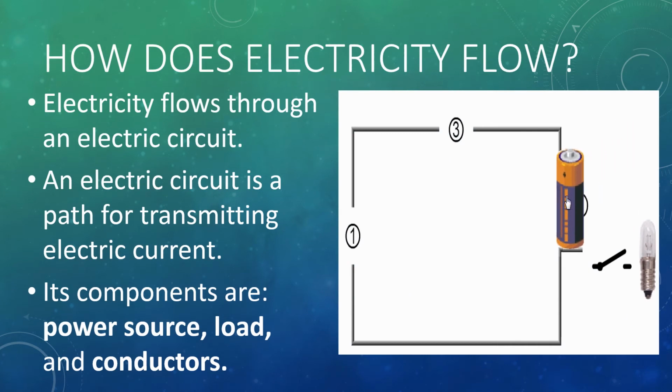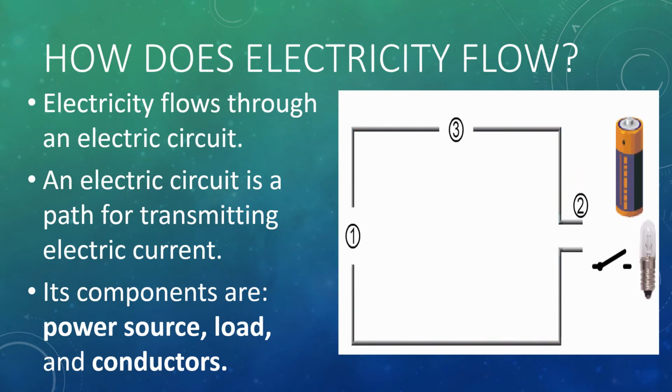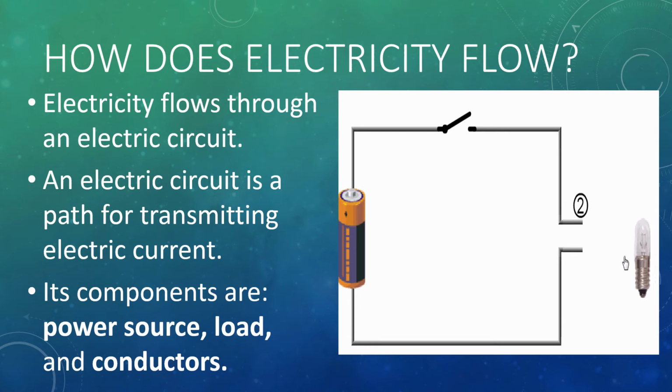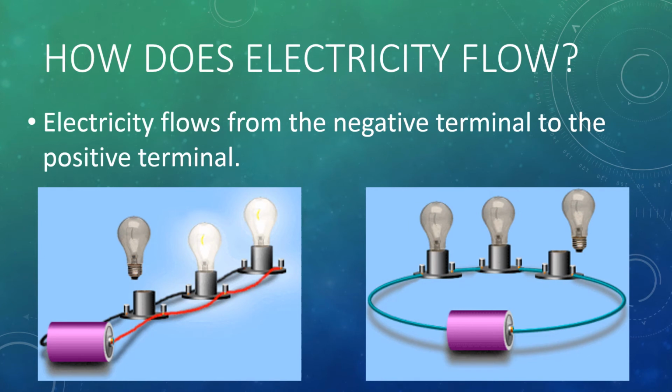How does electricity flow? Electricity flows through an electric circuit. An electric circuit is a path for transmitting electric current. The basic components of an electric circuit are the power source, like batteries or power outlets, the load or the materials that use electricity, and conductors, which are generally wires. We have to remember that electricity flows from the negative terminal to the positive terminal.